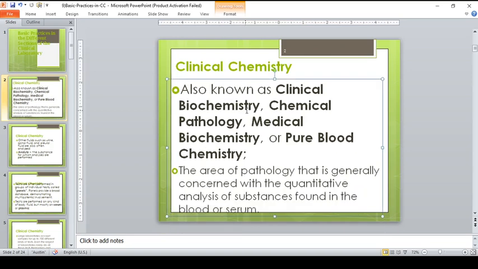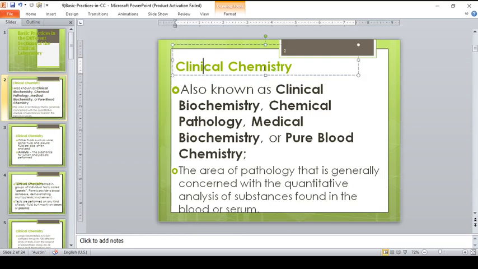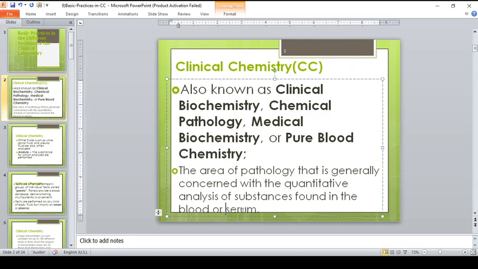This section is also known as clinical biochemistry, clinical pathology, medical biochemistry, or pure blood chemistry. But actually, guys, the most commonly used term is clinical chemistry, or CC. It is the area of pathology that is generally concerned with the quantitative analysis of substances found in the blood or serum. Okay, why is it termed blood or serum?